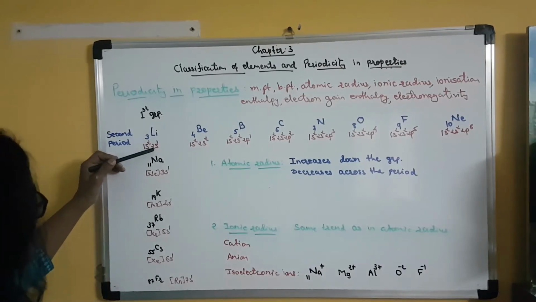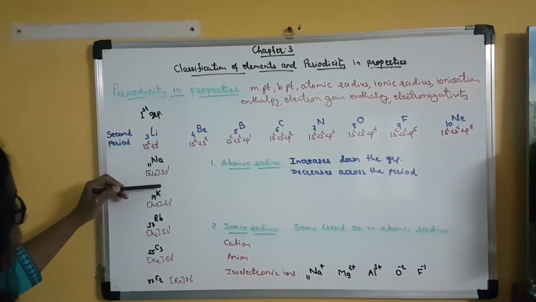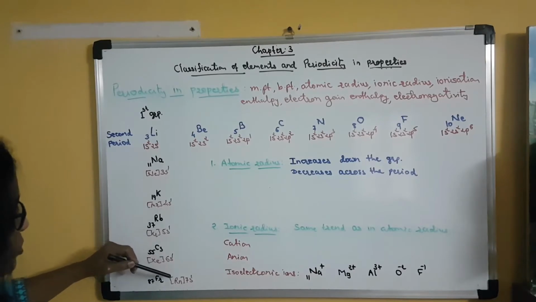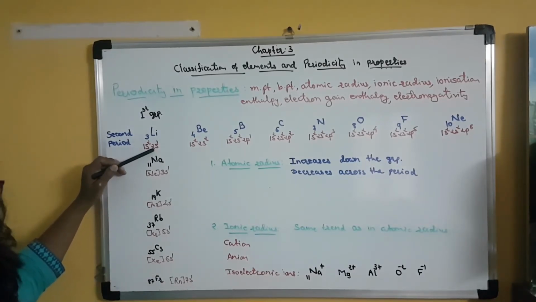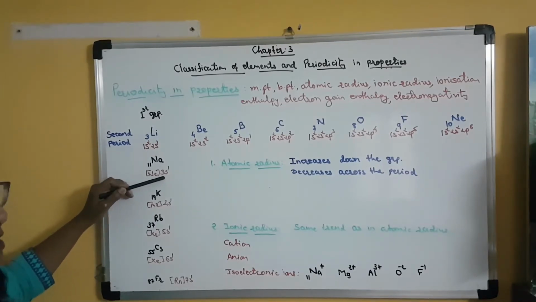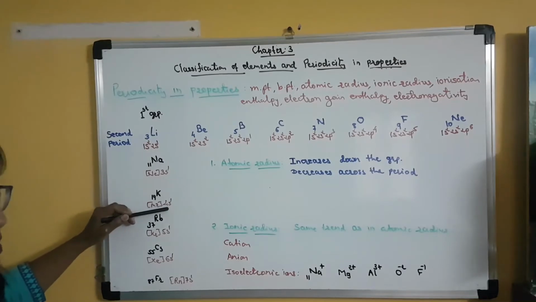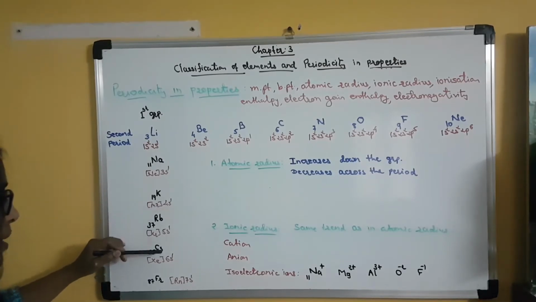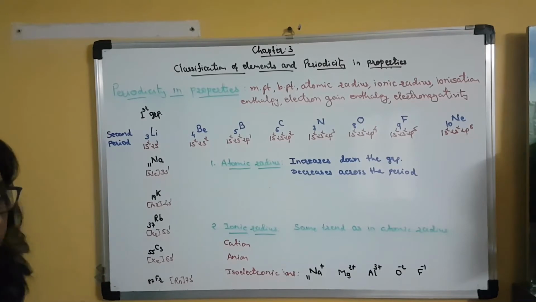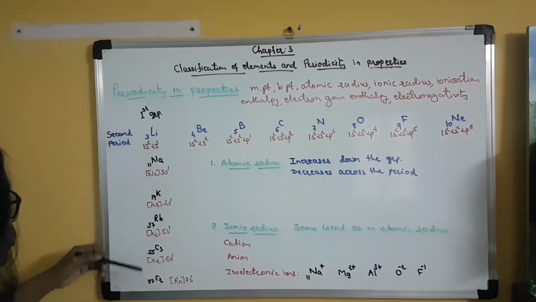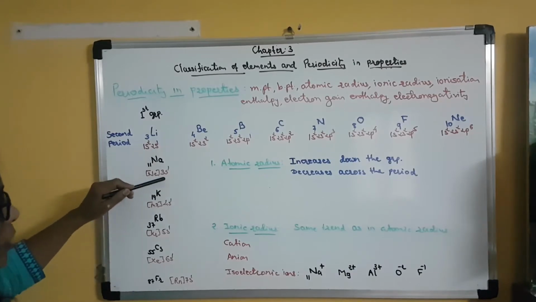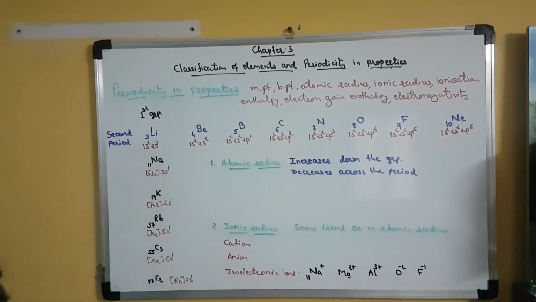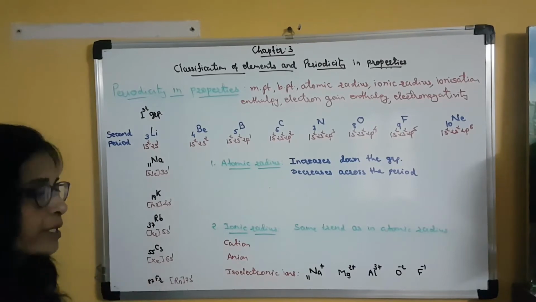But at the same time, the number of the outermost orbit also increases. In lithium, the last electron, that is the valence electron, is present in the 2s orbital. In sodium it is in the 3s orbital. In potassium it is in 4s. In rubidium it is 5s, cesium 6s and francium 7s. So down the group, though the atomic number increases, the number of the outermost shell, the outermost orbit, also increases.